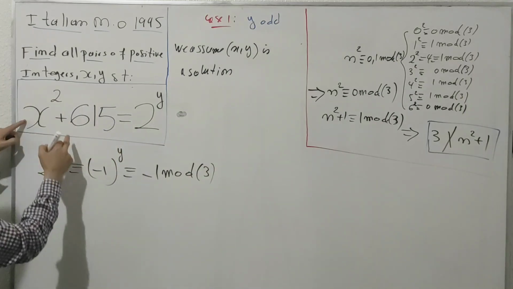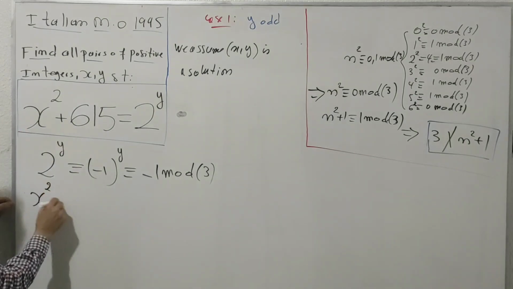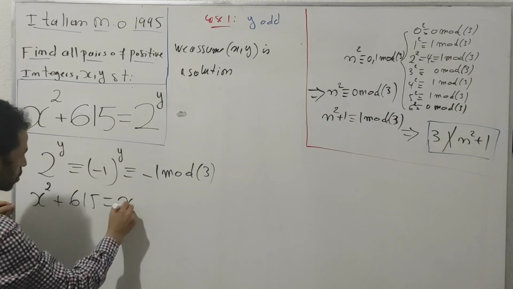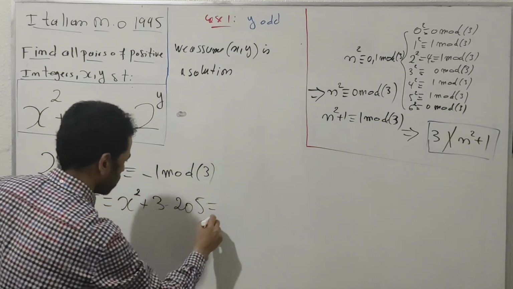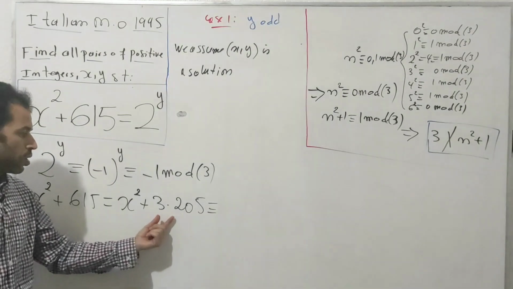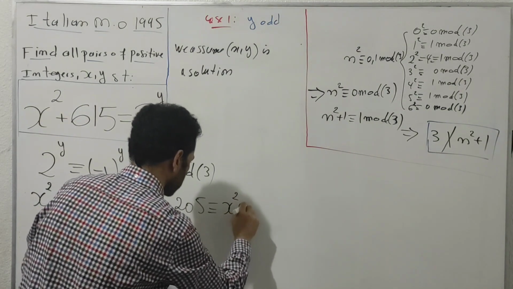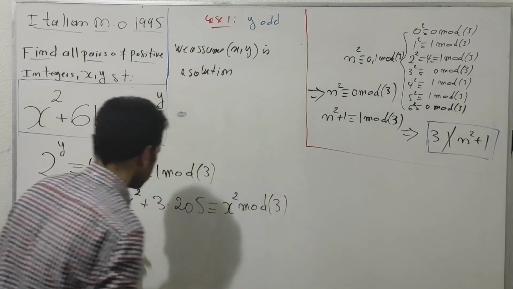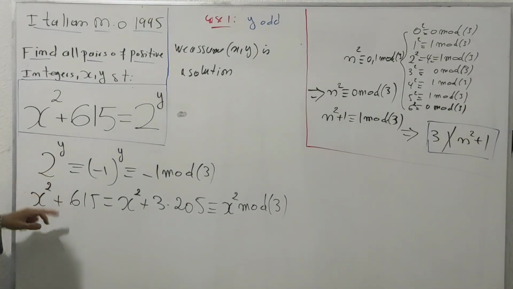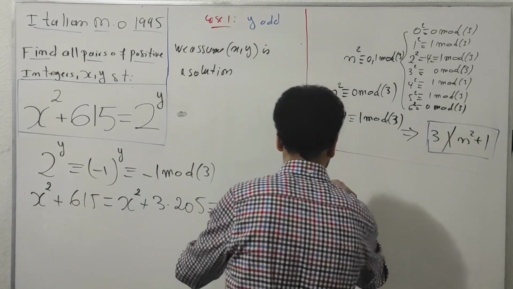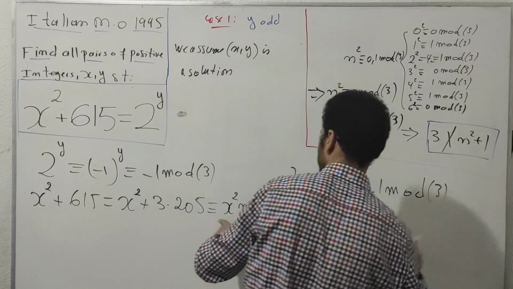This is one side. The other side, I'm going to reduce the left hand side of this equation to mod 3 as well. So we'll have x squared plus 615, and 615 is the same as 3 multiplied by 205. If I reduce this one to mod 3, this goes to 0. I will have x squared congruent to x squared mod 3. Going to match right hand side and left hand side of this equation. So we have equality, 2 to the y equals this one. So this is telling us x squared is congruent to minus 1 mod 3, because we have equality.